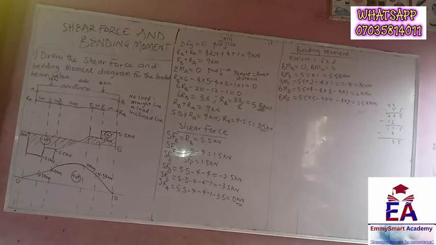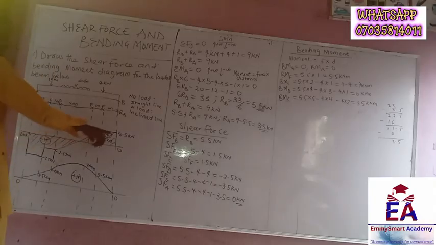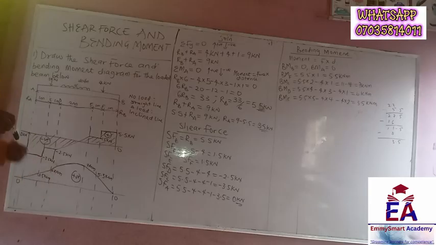So that is that. Remember we said for every straight line in the shear force diagram, we use an inclined line in the bending moment diagram, and every inclined line in the shear force diagram, we use a curved line in the bending moment diagram. So just take note of that.